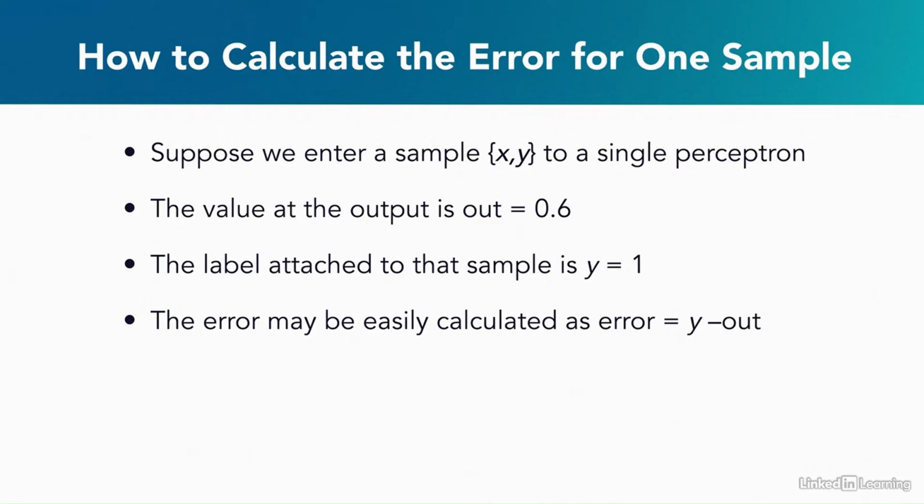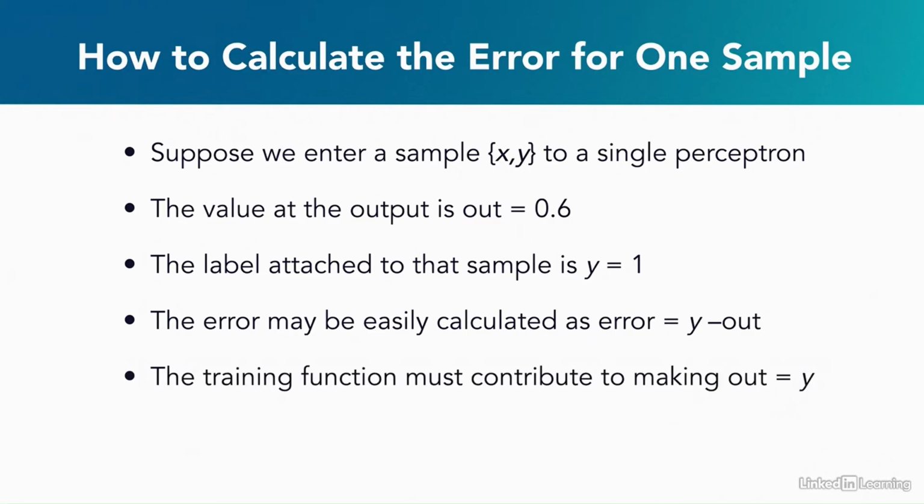Again, this output error is just a step in the calculations, but it will show up quite often. So the point is that the training function must somehow contribute to getting out closer to y over time. That is, making the error approach 0.